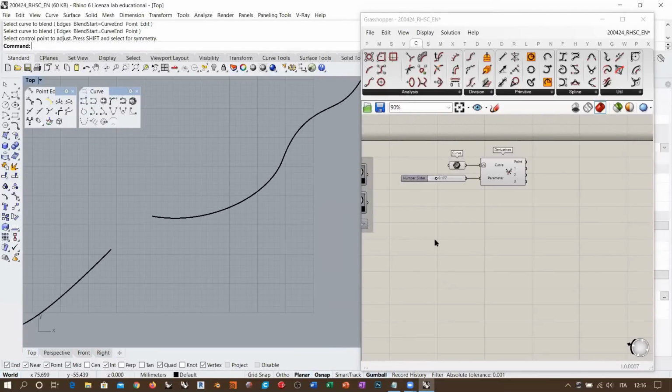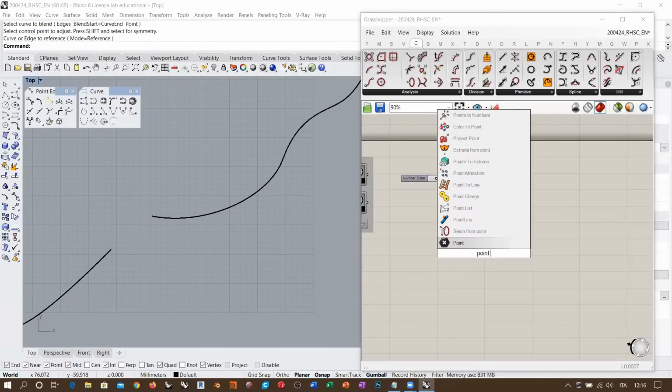Now, remember, and I'm going to take this curve here and visualize its, sorry, its control points.